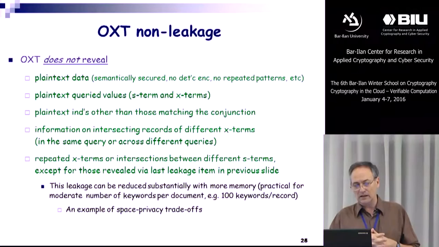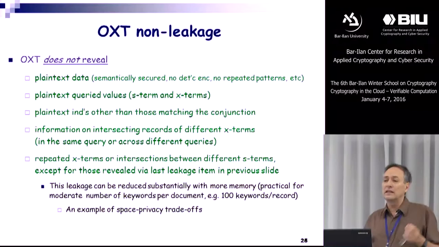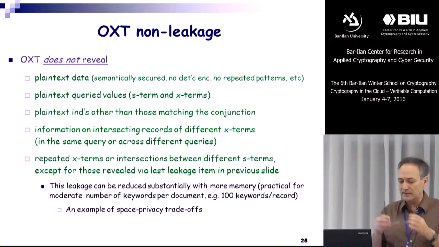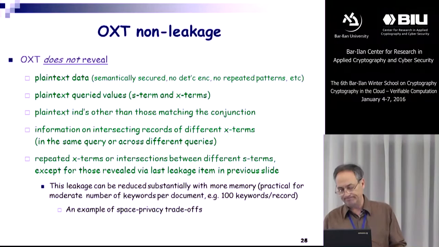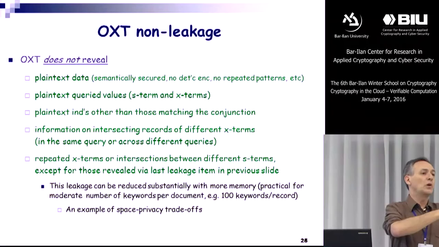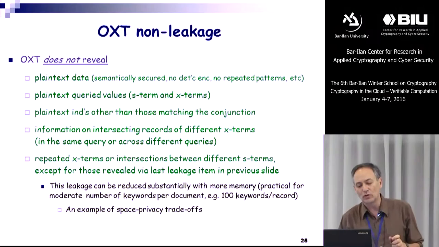The queried values, either S terms or X terms, are never shown in plaintext form. The server does not learn indexes of documents except for those that he has to return, I mean the result set. There is no information about intersection between X terms in different queries. And the only thing that remains about this cross-query thing is this tab that I said, that if two S terms have an intersection and you happen to query it with the same X term, then you learn that.